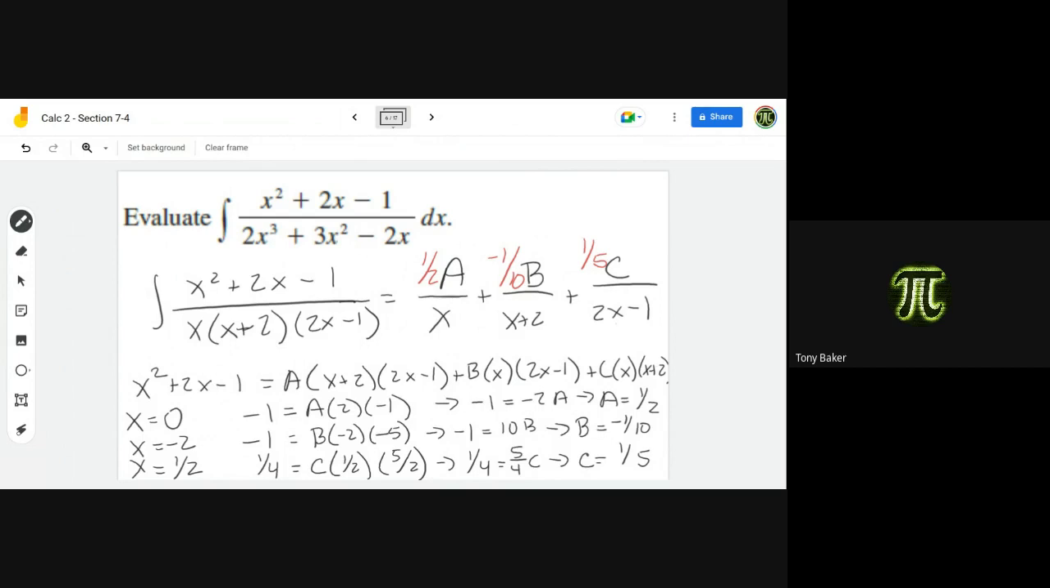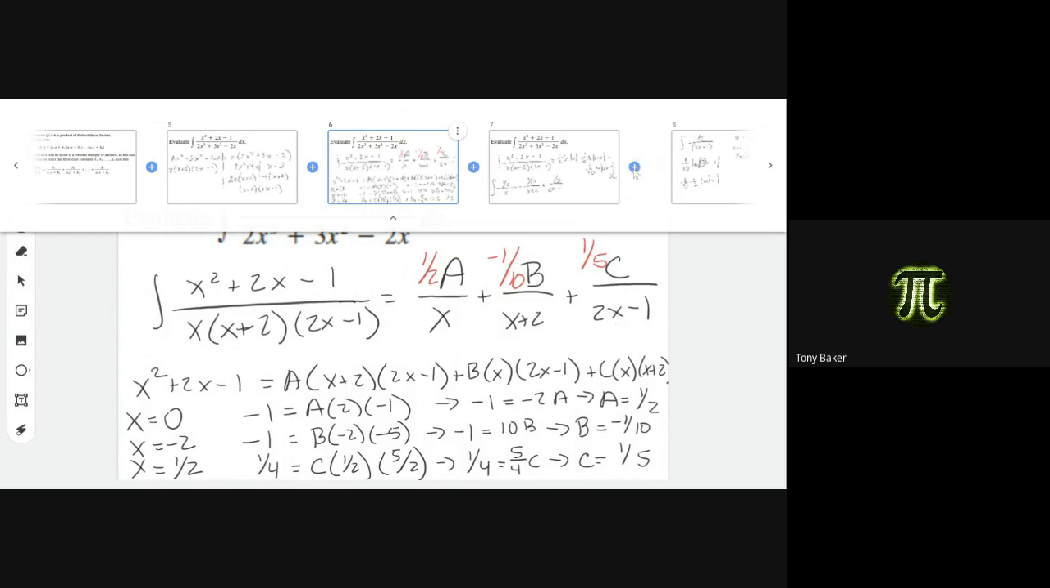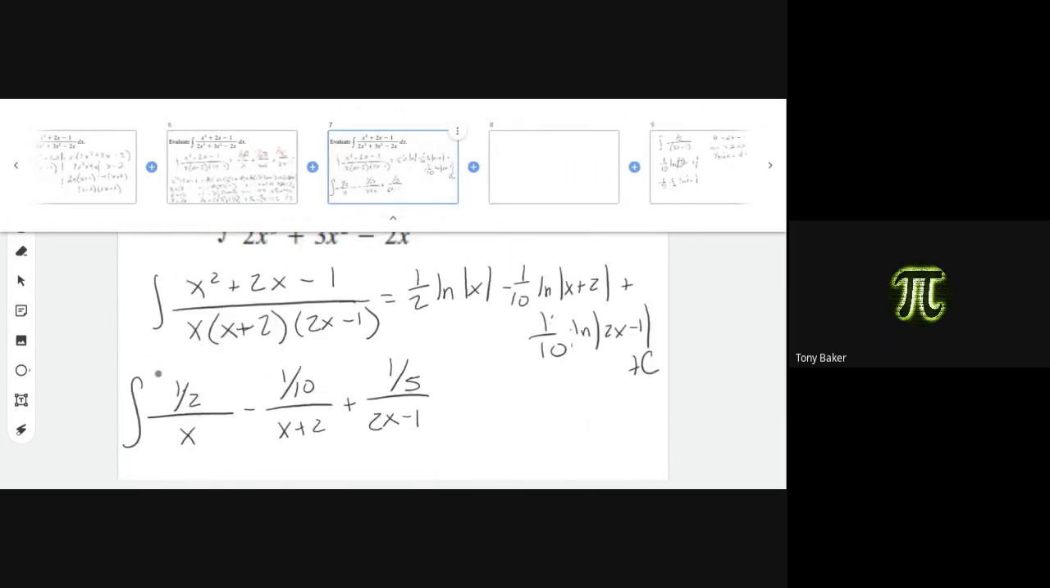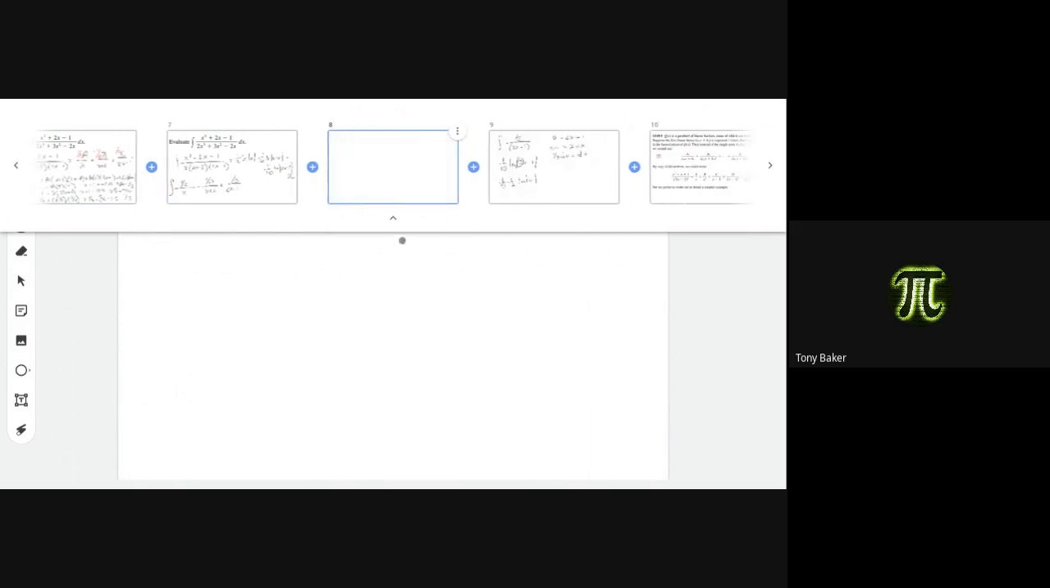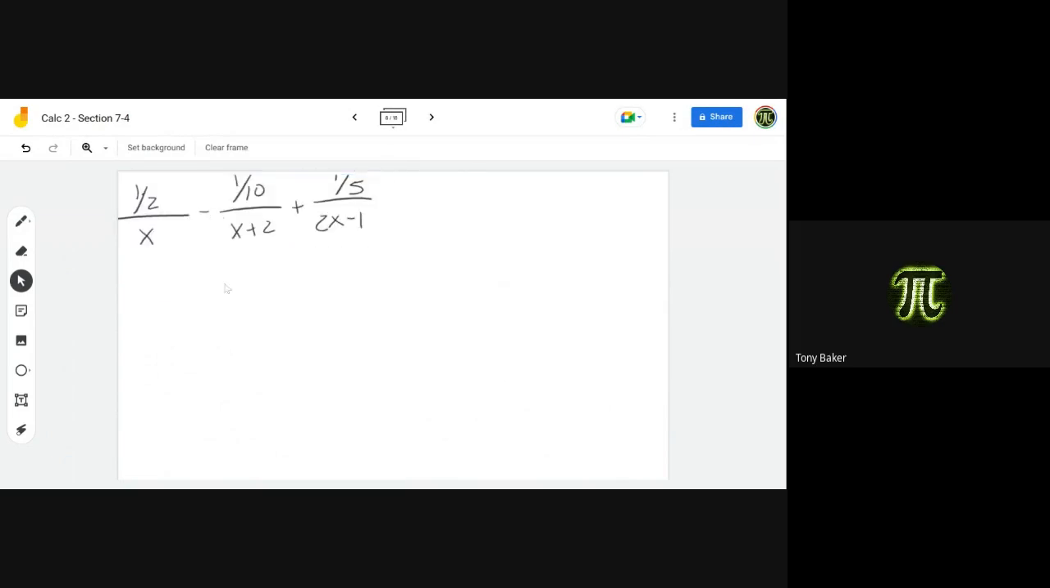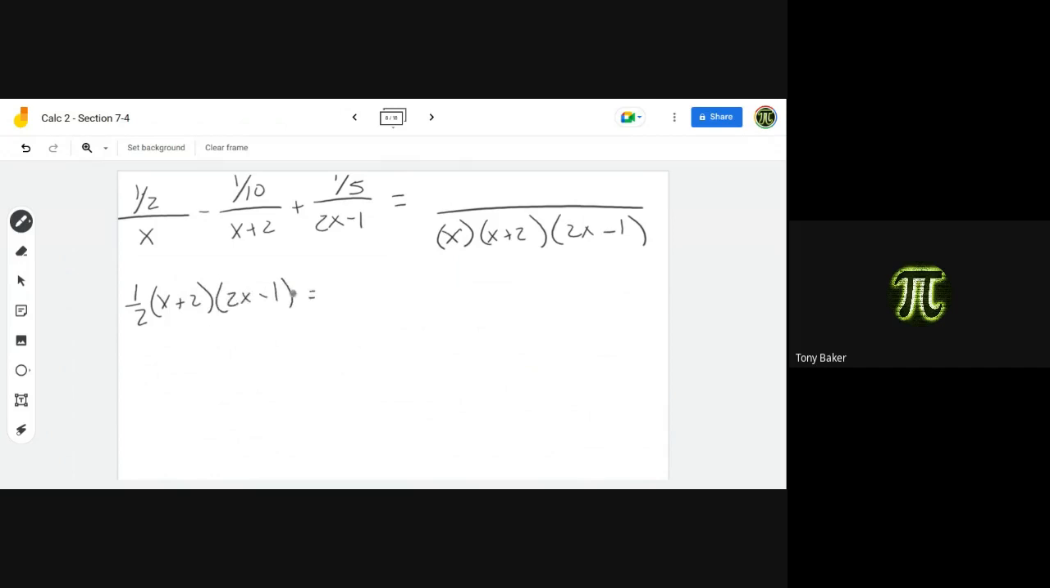All right. So we can do this. I have 1/2 times (x plus 2)(2x minus 1), which would be 1/2 times 2x squared plus 3x minus 2. So when you do it out, it'll come out to be x squared plus 2x minus 1. If I did all three of them out, I would end up getting that.